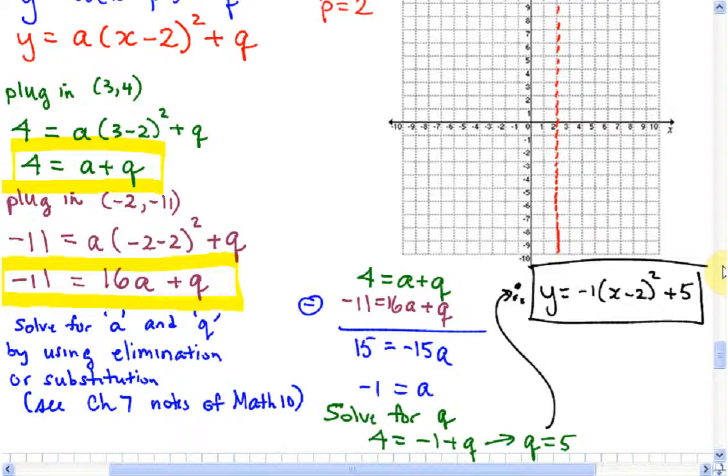I have a question. Question, yes. Is it always negative? Is it always negative x minus p? Yeah. That's the general thing. Always negative.